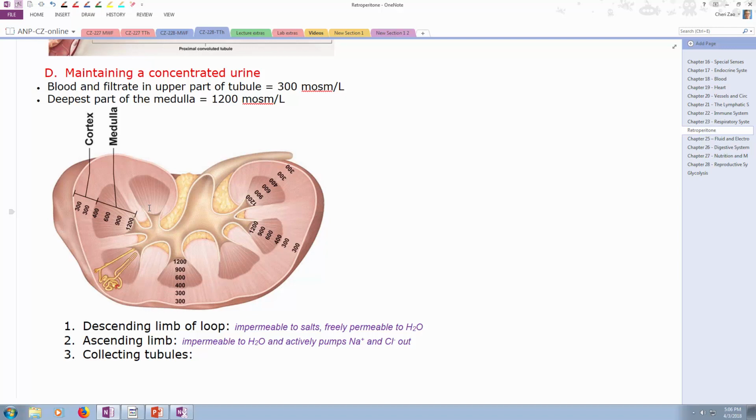Blood and filtrate in the upper part of the tubule are at the same osmolarity, 300 milliosmoles. So our blood is 300 milliosmoles, and our first formation of filtrate is 300 milliosmoles. So that's talking about in that corpuscle, or capsule, into that capsule.